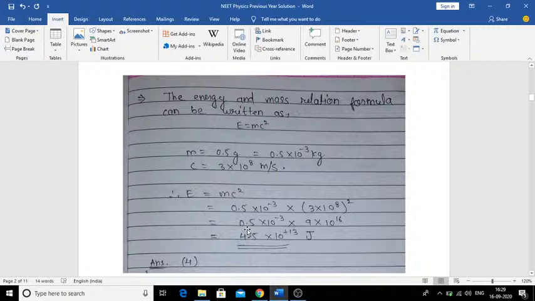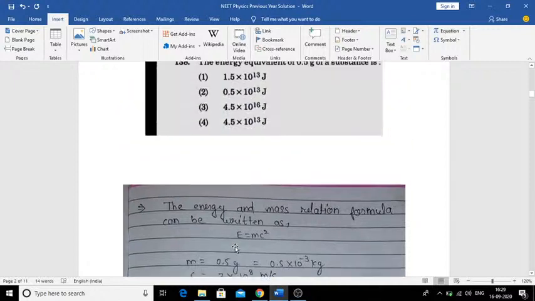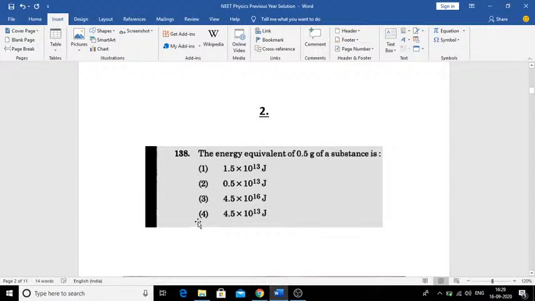And we already know that 0.5 is nothing but half, so half of 9 will be 4.5. And this is minus 3 and this is plus 16, both having the same base of ten. So the powers are going to be added: minus 3 plus 16 will give you plus 13. So from here you will get your answer as 4.5 into 10 raised to 13, and our right option will be option number 4. So here our right option will be 4.5 into 10 raised to 13 joule.